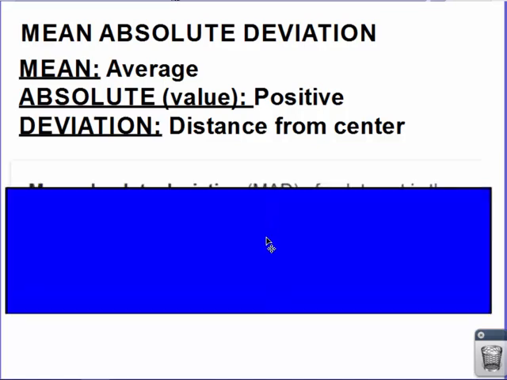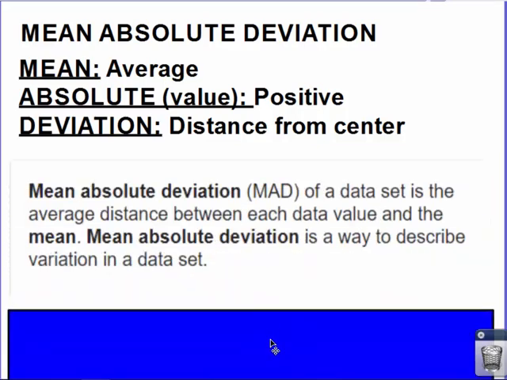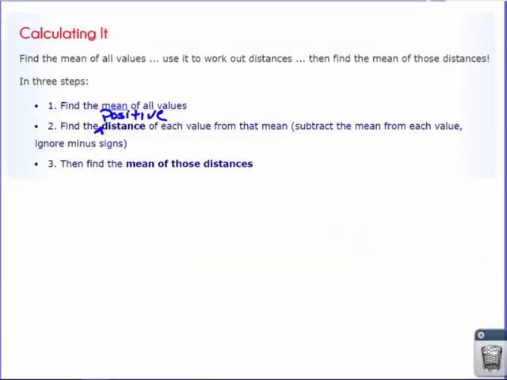So the actual textbook definition is something like this. Mean absolute deviation, or MAD, of a data set is the average distance between each data value, or each point in our set, and the mean. The mean absolute deviation is a way to describe variation in a data set, or how spread out the data set is.